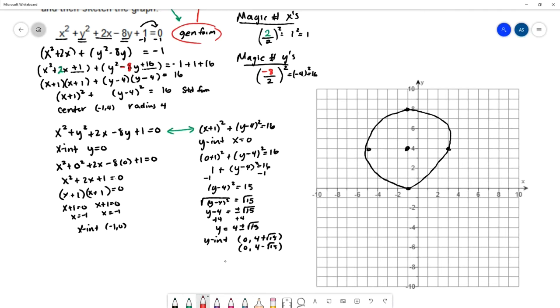What's nice here is that this confirms the work that we did earlier. You can see one x-intercept, the circle just touches the x-axis here. And you can see two y-intercepts.